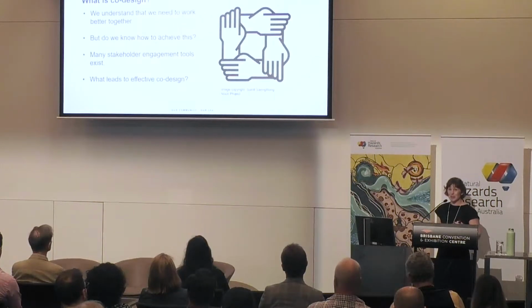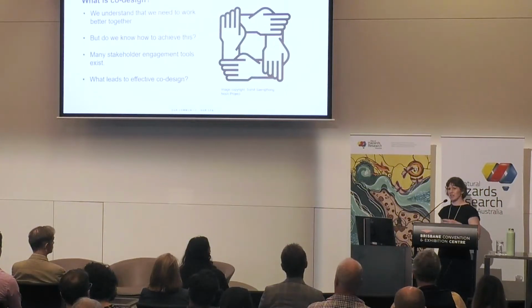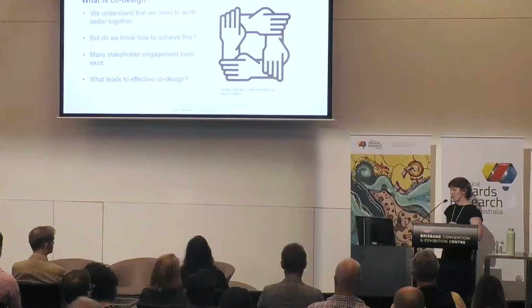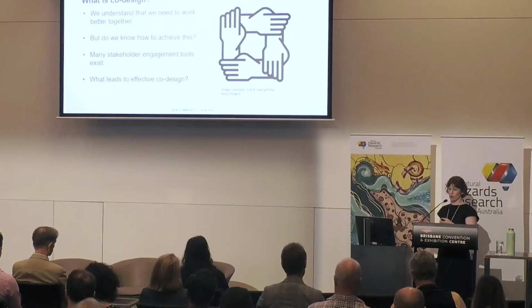So it sounds really good, right? Co-design sounds fantastic. We have this acknowledgement that we need to work better together. But how do we achieve these fantastic outcomes through co-design? In other words, how do we do co-design? There are many stakeholder engagement tools from the academic literature, also from public service practice, but there's less of a focus on those factors or those things that specifically make co-design work or not.